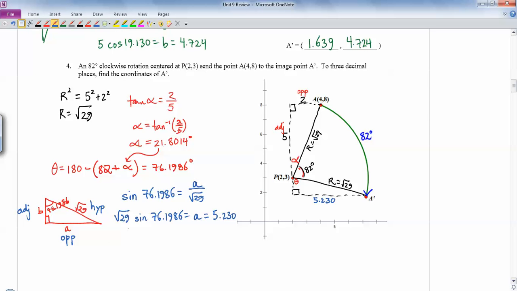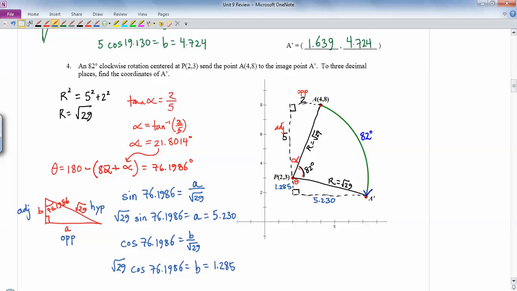Okay, to get B, that's adjacent, and we'll use the hypotenuse, so that'll be cosine. So let's see, root 29 cosine 76.1986 equals B. And if you plug all that in, that's 1.285. So this drop here is 1.285.